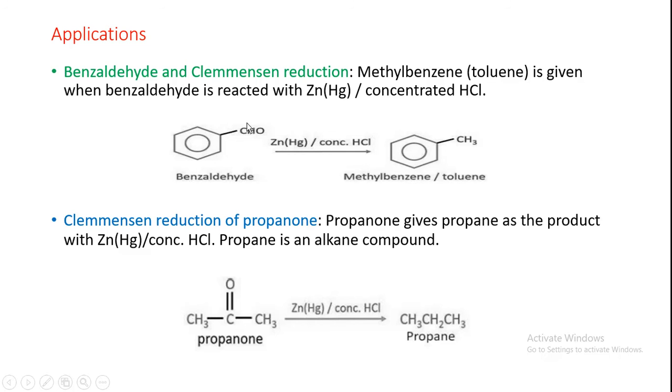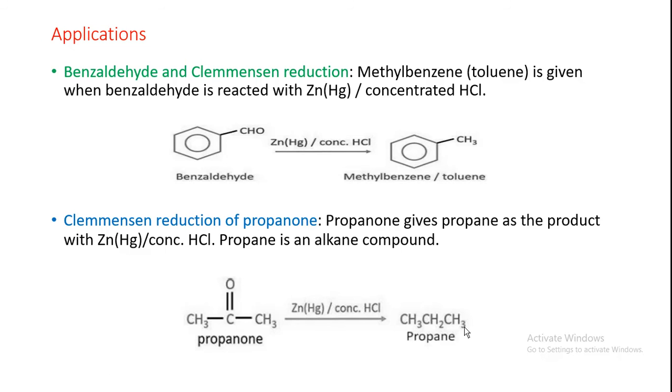So this is an aldehyde, C double bond OH. With zinc amalgam and HCl, it will form CH3, from CHO to CH3. So from benzaldehyde to methyl benzene or toluene. Next, Clemmensen reduction of propanone. So this is acetone, so propanone gives propane. Ultimately CH3, here the C double bond O group will convert to CH2, then CH3. So these are some applications of Clemmensen reduction.